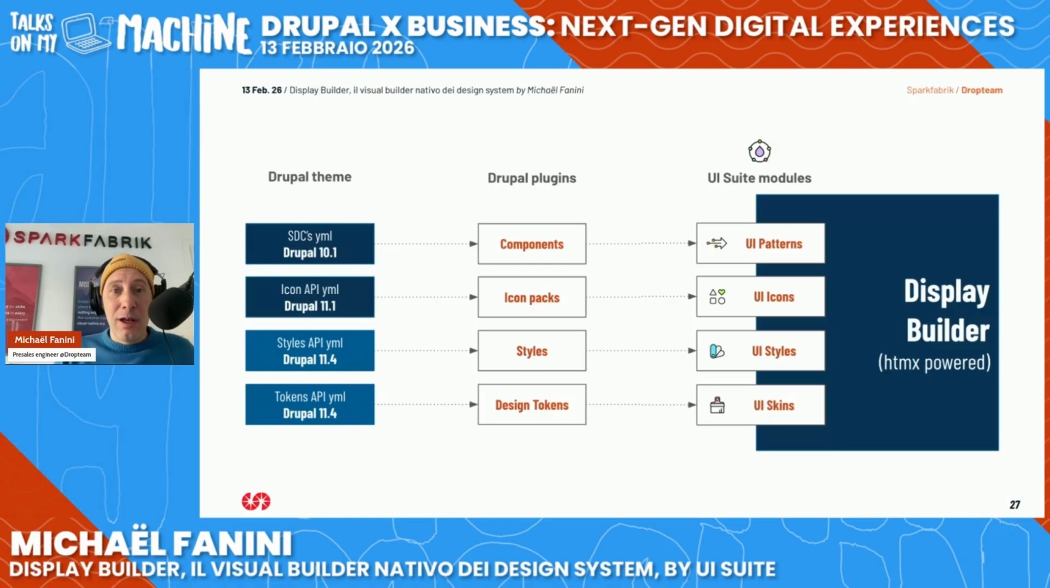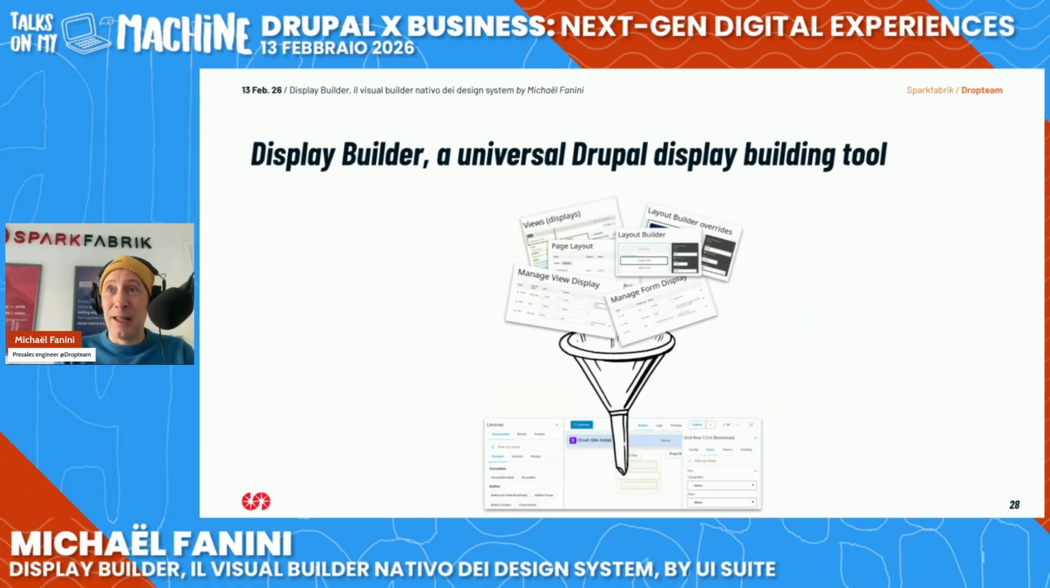What we want is a universal tool which can directly use all the plugins that are translated by our suite of modules. And this is Display Builder. It's a next generation, modern, universal visual builder for Drupal. And it's built on top of HTMX, which was brought to Drupal 11.3 about a month ago. Thanks to Display Builder, we have a universal way of building the display. We have one tool to rule them all.